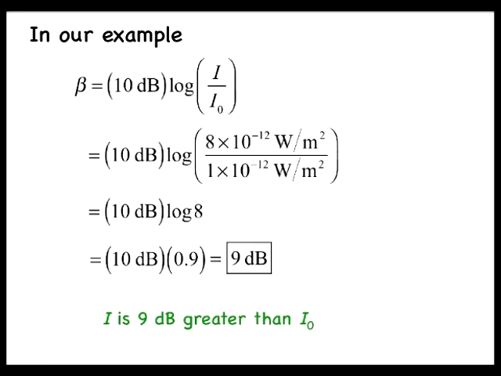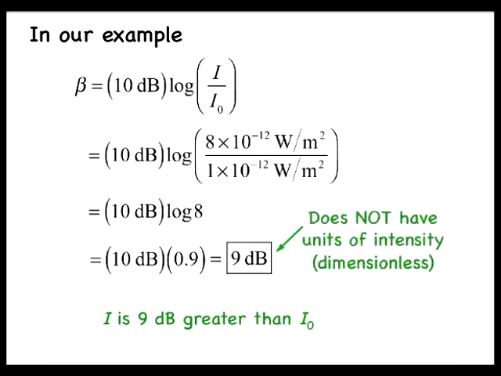Although beta is called the intensity level, it is not an intensity, and does not have intensity units of watts per meter squared. In fact, the decibel, like the radian, is dimensionless.